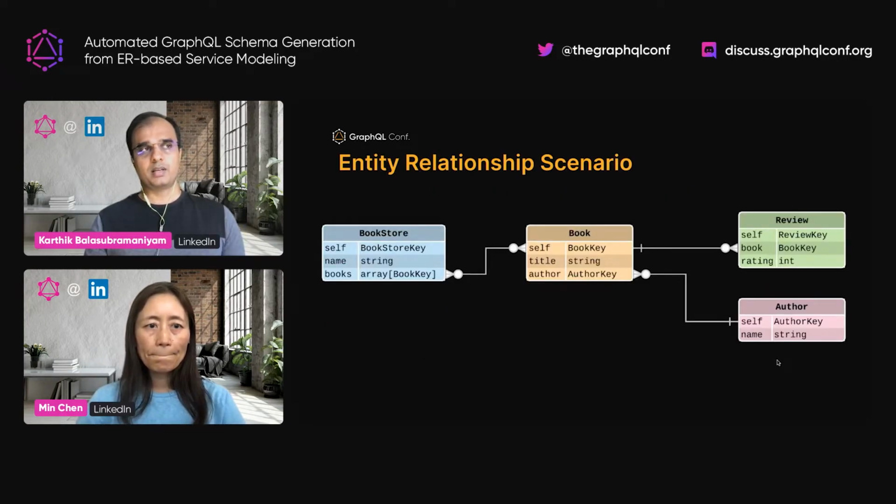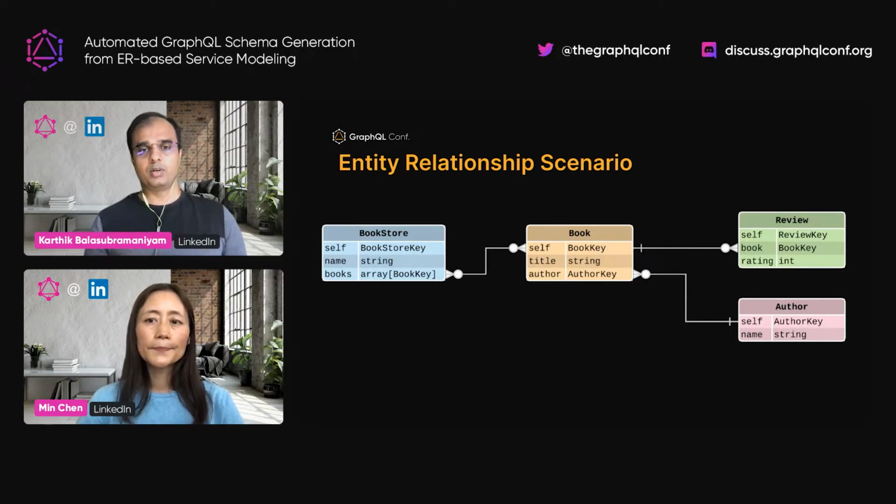To better understand how we went about adding this declarative ER modeling, we'll use an example scenario in this talk. In this example, we start with the bookstore on the left. A bookstore is a store that sells a collection of books, and a book can be sold by multiple bookstores. This is a many-to-many relationship, and normally we would model this relationship as a separate entity. But for this example, let's assume that the bookstore has an array of book key references.